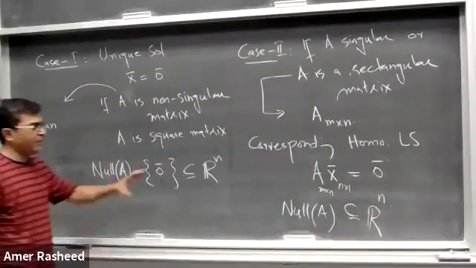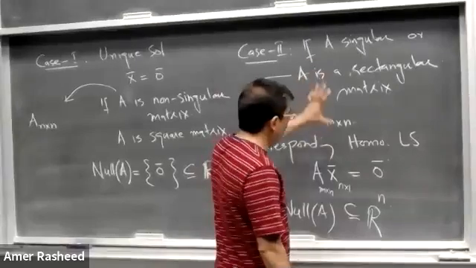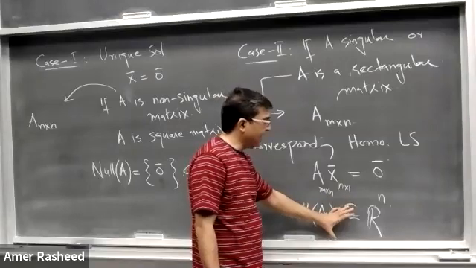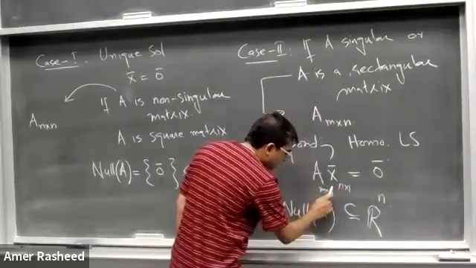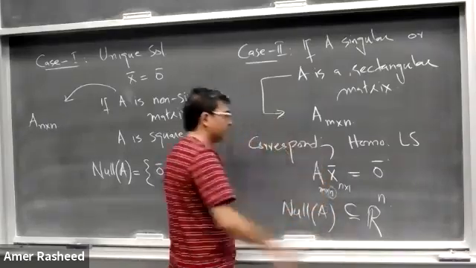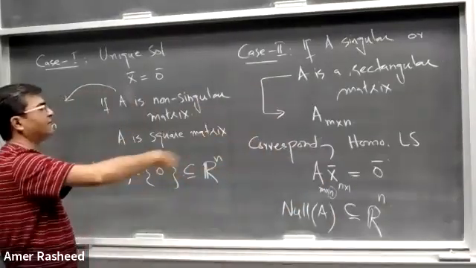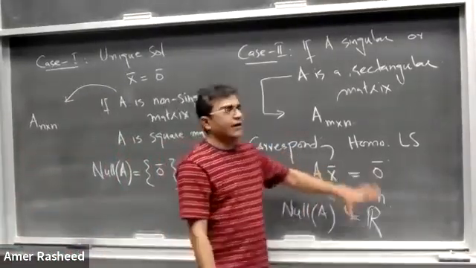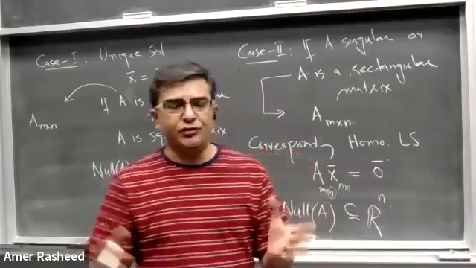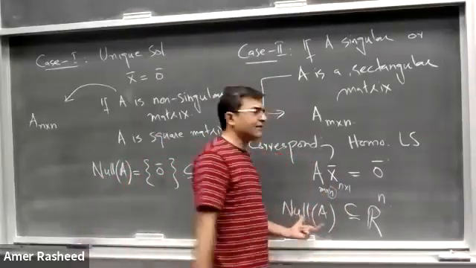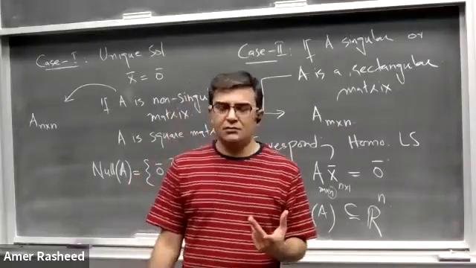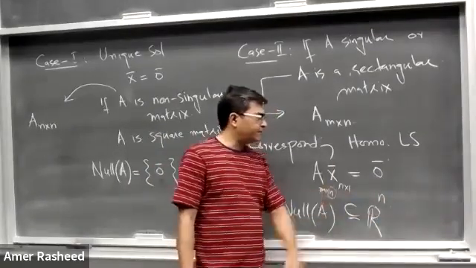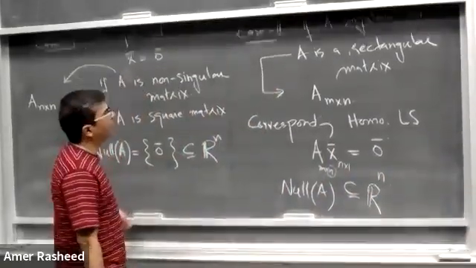So remember this, the null space is always a subspace of Rn, where n is the number of columns in that matrix A. In this case, the null space will have infinitely many solutions, and the vectors in the null space are n-dimensional. It means that the null space is a subspace of Rn. Let's have an example of this.